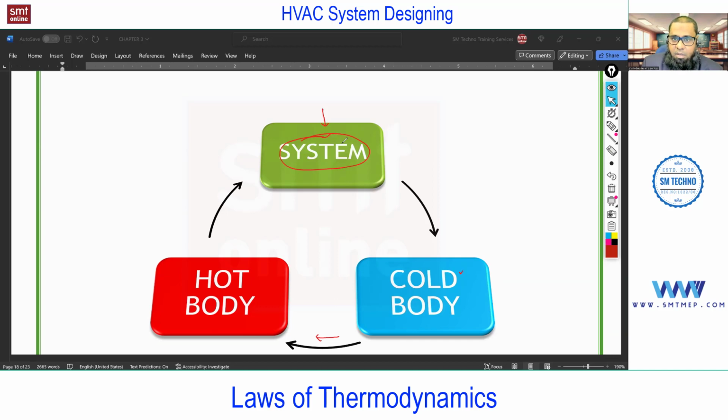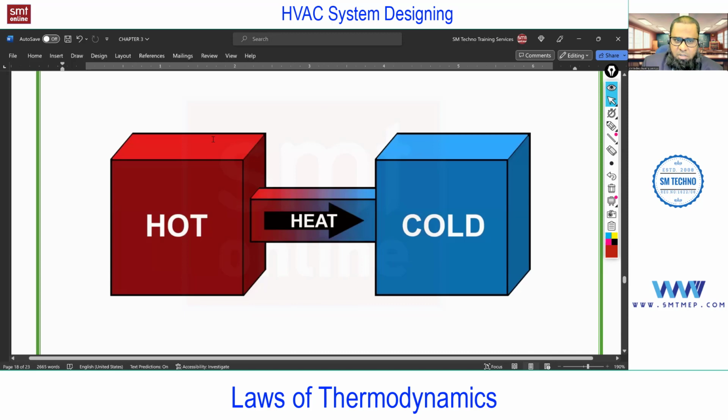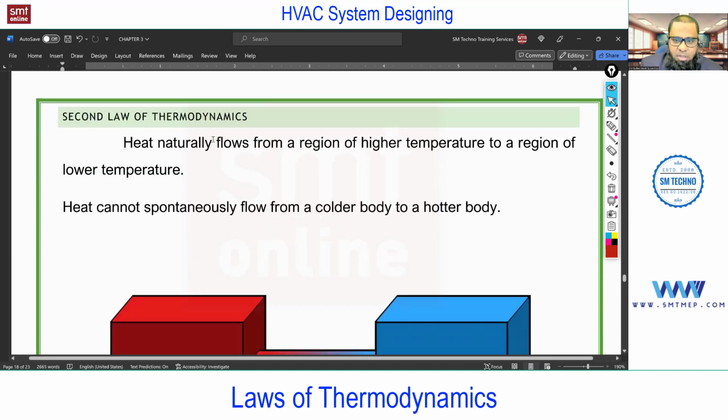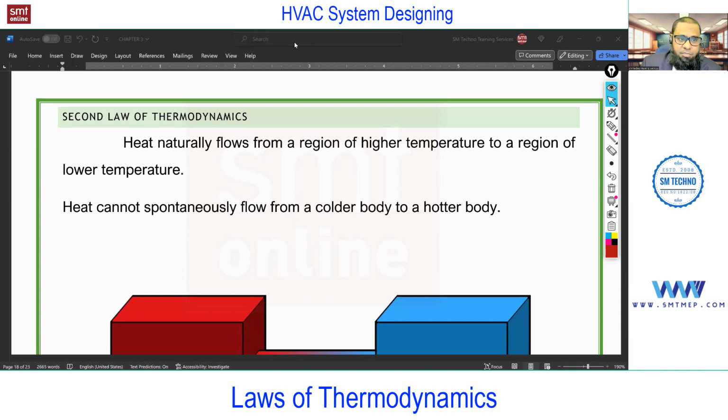But now, how is this second law important for an HVAC engineer? The second law is very simple: transfer of heat from a higher temperature to a lower temperature. So how is it important for an HVAC engineer? Okay, here is one question for you. In summer, is a cooling system required, or a heating system? What do you think? In summer, is a cooling system required or a heating system? Summer, cooling. Correct. And in winter?